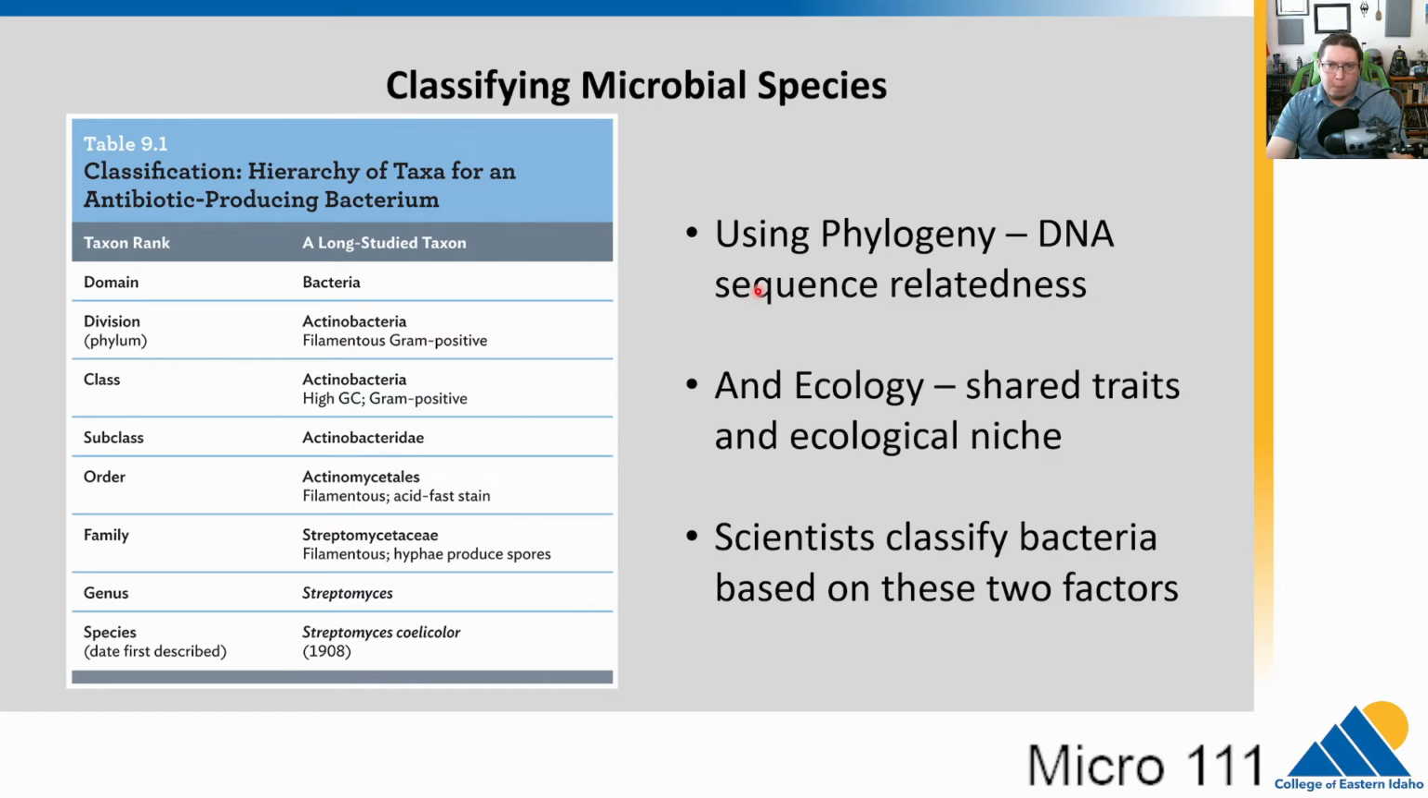So scientists use phylogeny, the DNA sequence relatedness, and they tend to look at ecology, shared traits, ecological niche, and they use these two factors to make judgment calls about what is a species and how do we classify different bacteria. There is often debate in this process. People think it's a new species, think it's not a new species. They argue back and forth. They come to a consensus, hopefully, or they keep arguing forever. Sometimes that happens, right?